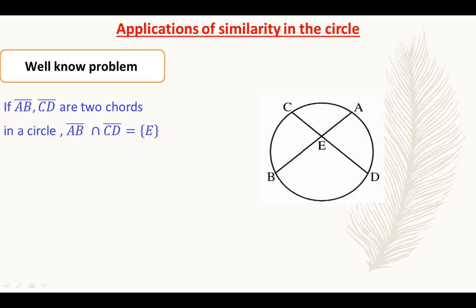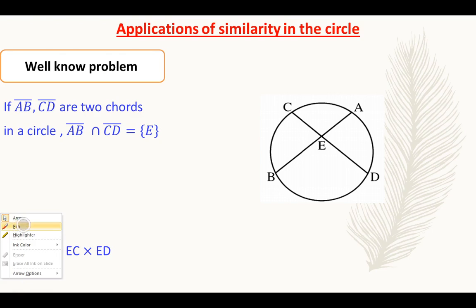If AB and CD are two chords in a circle that intersect at the point E, then EA multiplied by EB equals EC multiplied by ED. Okay? Let's explain it together.